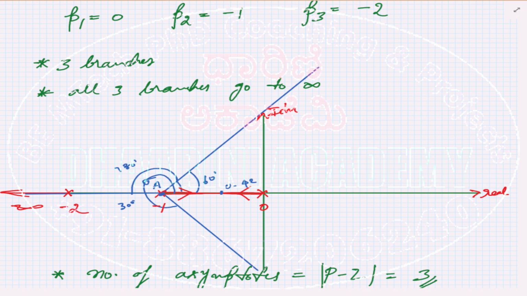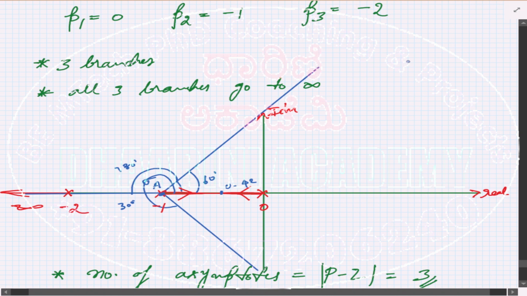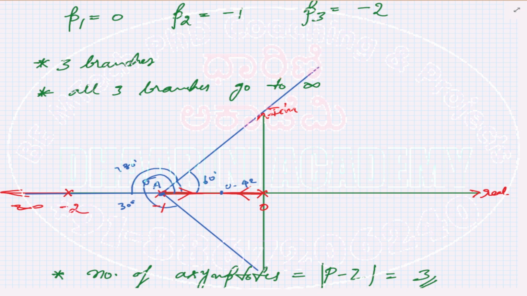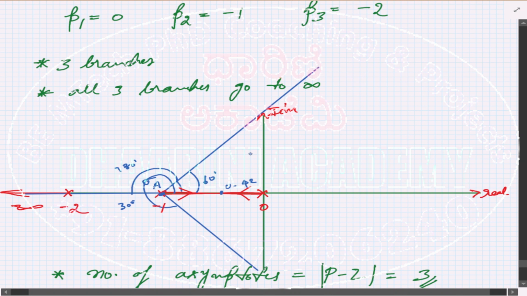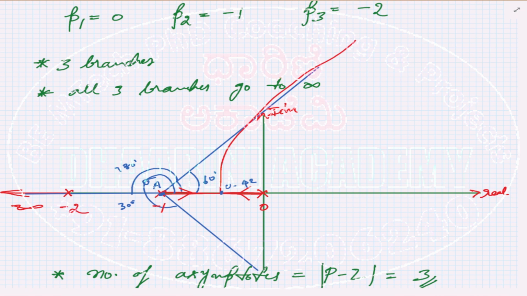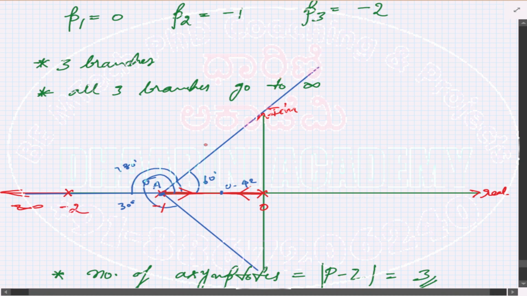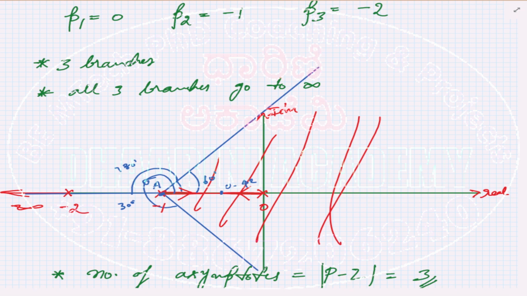You can see, right? Let's say that this is the breakaway point, 0.42. I can guess the shape now, right? I know that this has to start from 0.42. Both the branches will break away. It cannot cross the line which is already drawn. It cannot cross and go like this, right? It has to lie within this region, and it has to go to infinity.